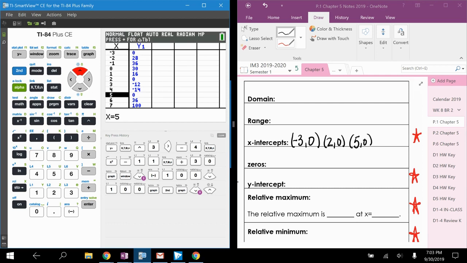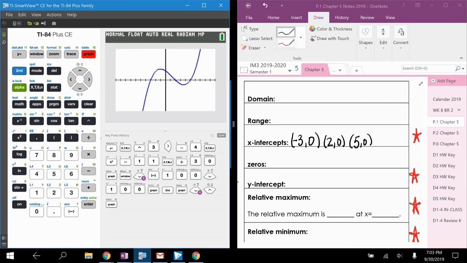Okay. Now we want to find our y-intercept. And when you look at your graph, you don't have to press graph. You can't really tell exactly where it's at because the scale is so big. Our scale is a negative 100 to 100. We don't know exactly what it is.